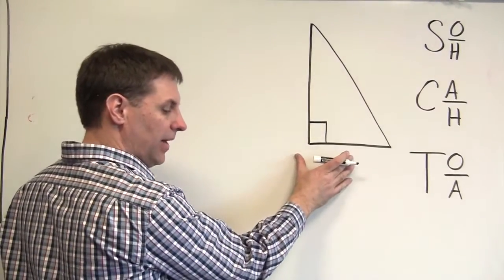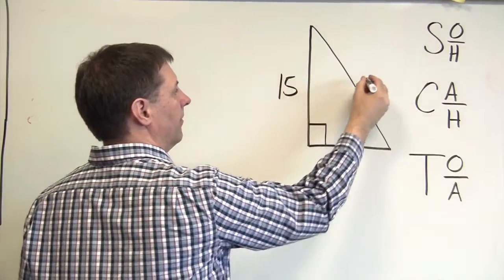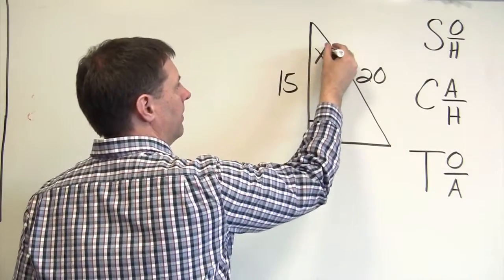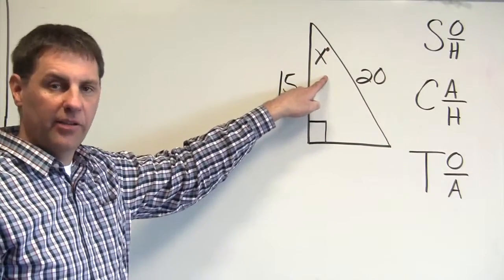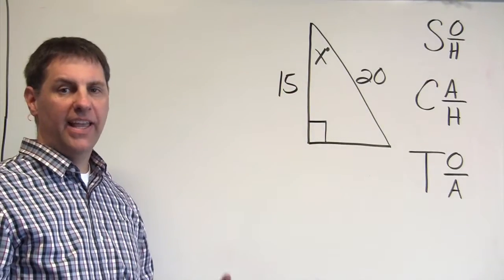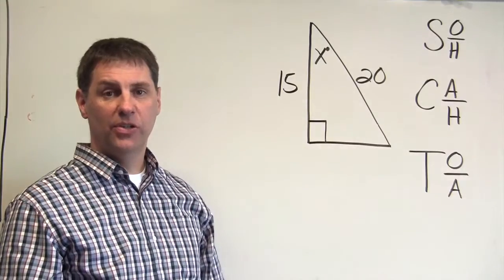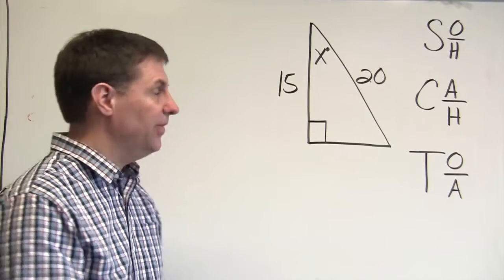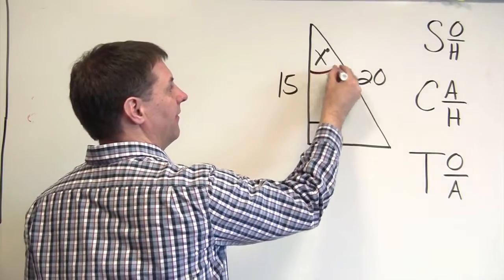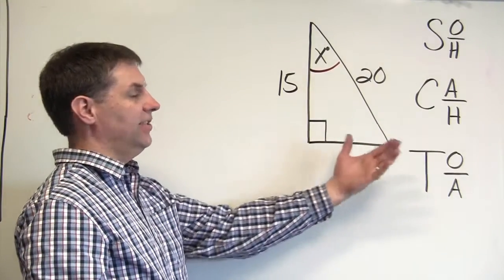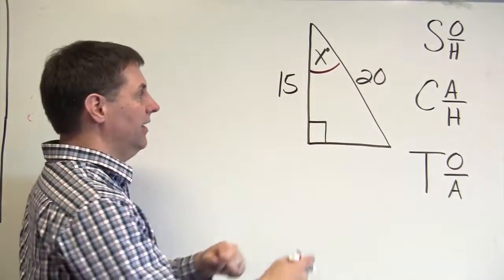So here's my right triangle. Those are the two sides I'm given. That's the angle I'm looking for. Again, the question I get all the time, I don't know whether to use sine, cosine, or tangent. So what should you do? Find your point of reference, it's x, and then label your sides. Which side is opposite? Which side is adjacent? Which side is hypotenuse? So here we go.